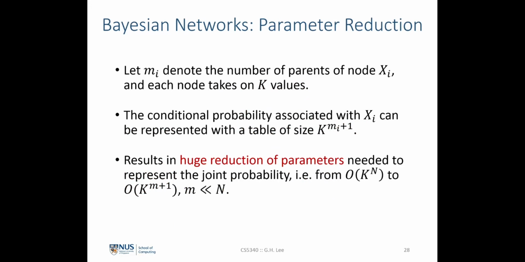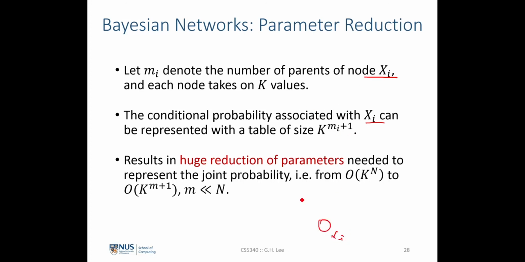And we can see that there is indeed a parameter reduction after taking only the parent-child relation in the conditional probability representation to factorize the joint distribution. Let us use mi to denote the number of parents of the node xi, and each node takes on k values. So the conditional probability associated with this node can be rewritten as k to the power of mi plus 1, because they are all correlated to each other.